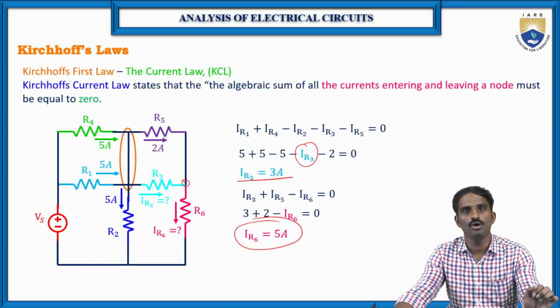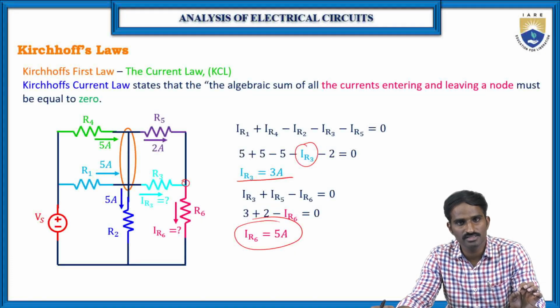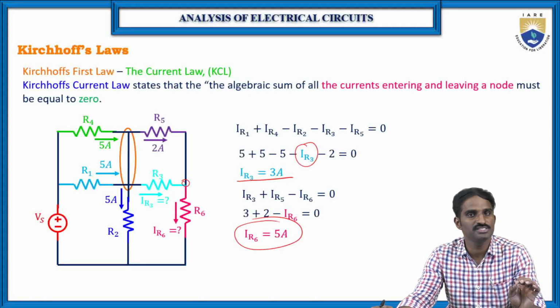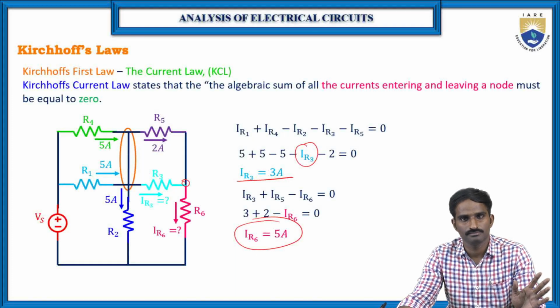So this is how we can find the current flowing through any resistor by using Kirchhoff's laws. That's why these Kirchhoff's laws are also called basic network reduction techniques.